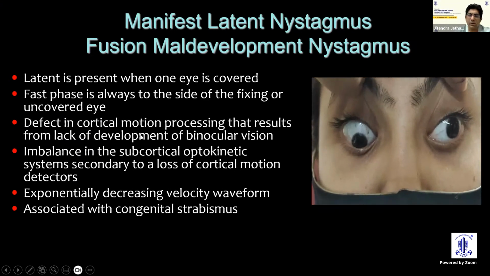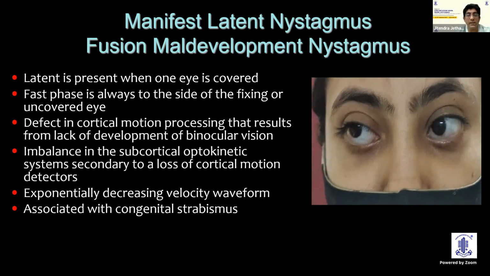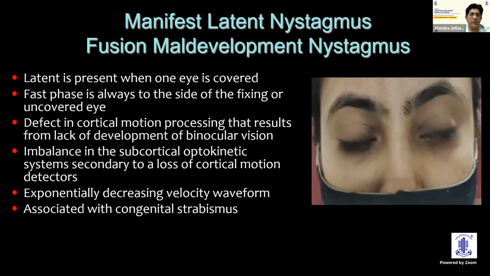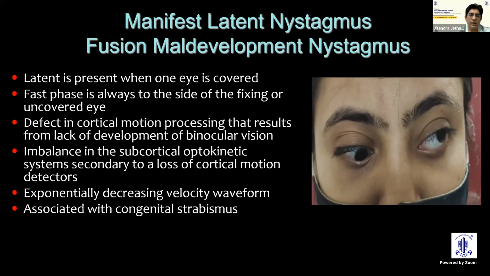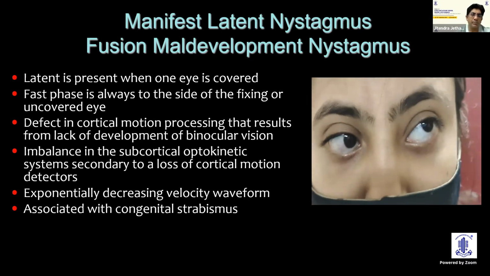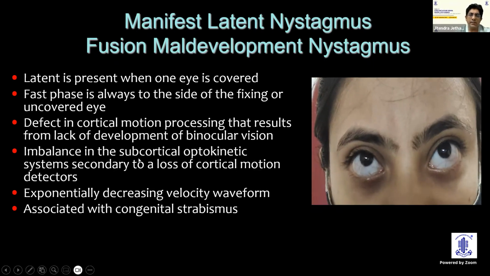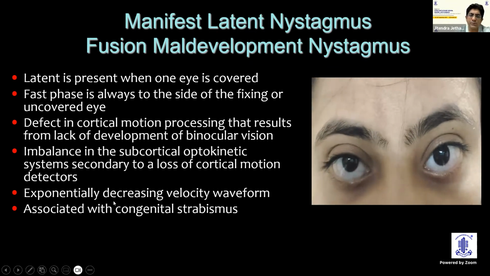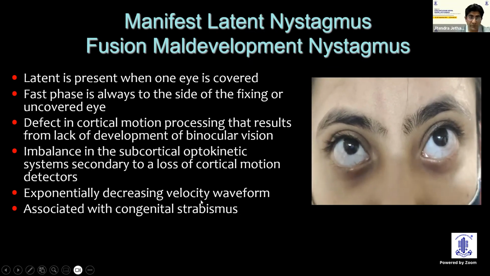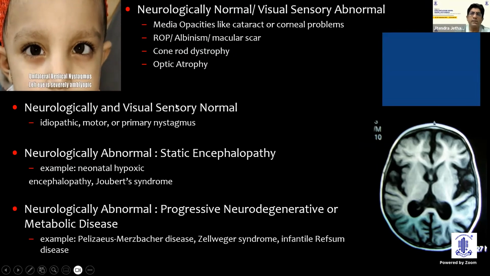There is a defect in cortical motion processing that results from lack of development very early. So if it is associated with a congenital strabismus, there may be a lack of development of binocular vision, and that may relate to the defect in cortical motion processing. And there is an imbalance in subcortical optokinetic OKN systems. So this will have exponentially decreasing velocity waveforms. We will see how to interpret these waveforms very shortly, in a brief manner.